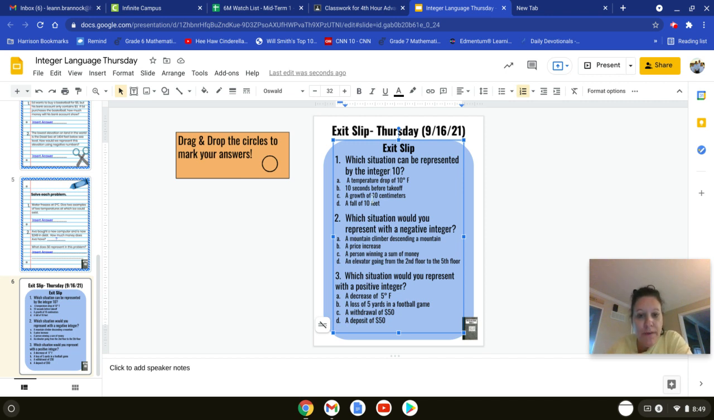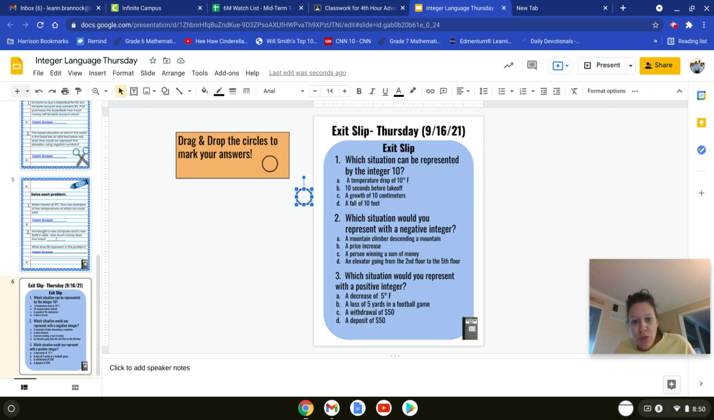So a temperature drop of 10 degrees, 10 seconds before takeoff, a growth of 10 centimeters, or a fall of 10 feet. What you're going to do is take this circle over here, drag it, and put it on the one that you think it is. And you just drop it in there, okay? If I have a question about which one you marked, I'll talk to you about it personally when you return, because I can't wait for you all to get back.